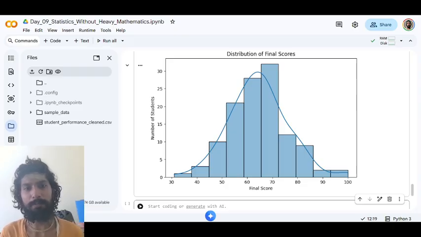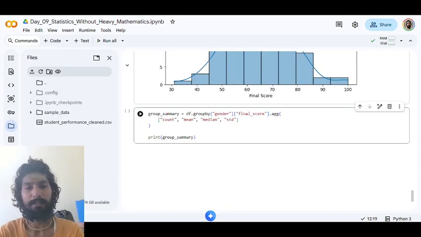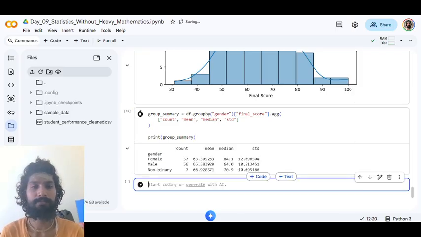Statistics becomes even more important when we compare groups. Suppose the dataset contains a gender column. We can compare the average and median final scores by gender. Before running the cell, predict what the table will contain. For each gender category, it should show the number of students, the average score, the median score, and the standard deviation. Now run the cell.